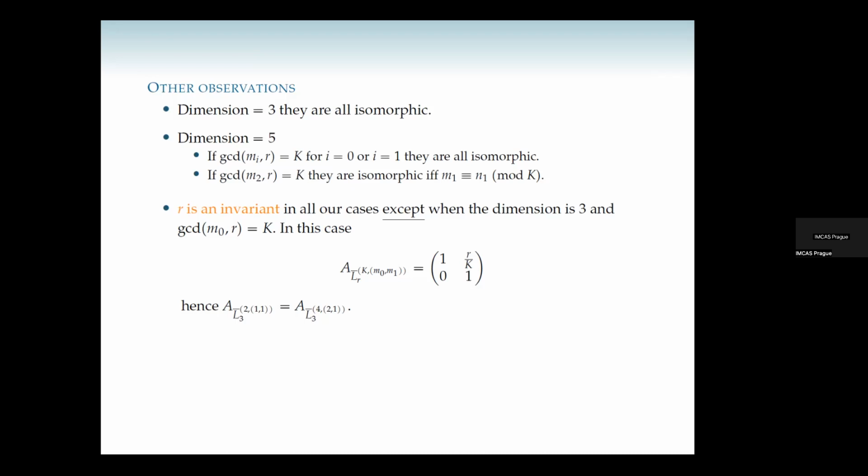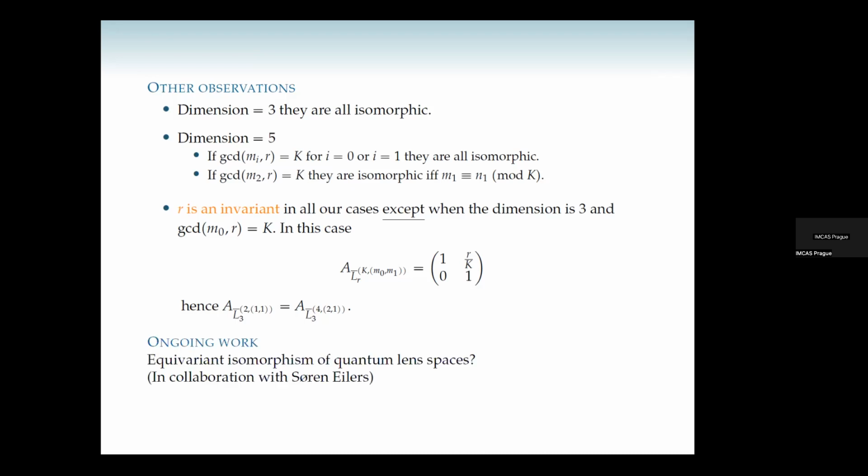And the reason is that if you look at this example here, we have in general that the adjacency matrix, if you have the greatest common divisor of M0 and R as K, looks like this. So for example, if you take R to be 2 and those 2 parameters here, you get the same as if you take R to be 4 and those 2 parameters here. So something else happens in dimension 3 where this order of the acting group is actually not an invariant, but it is in all other cases. It's only in dimension 3 you see this behavior.